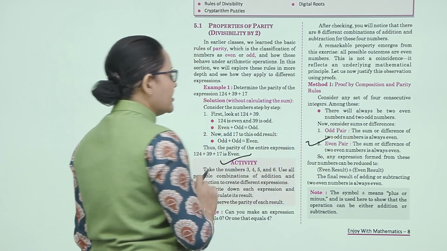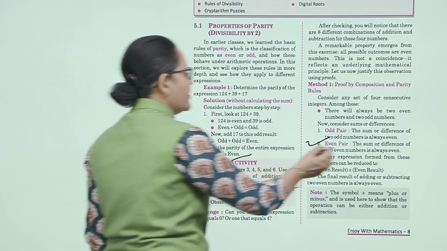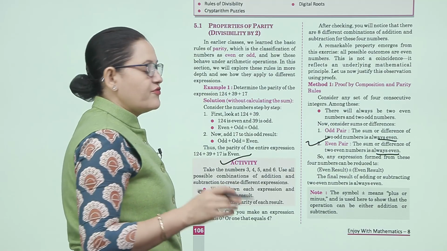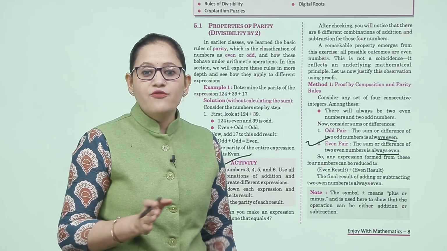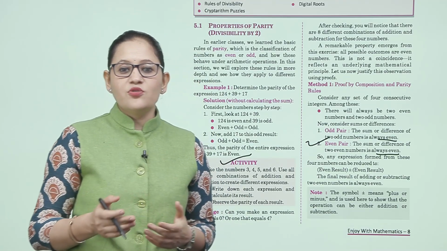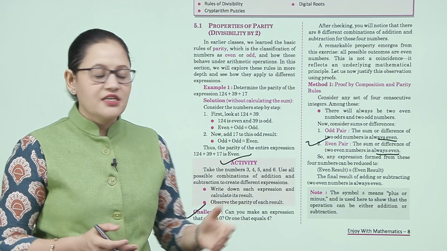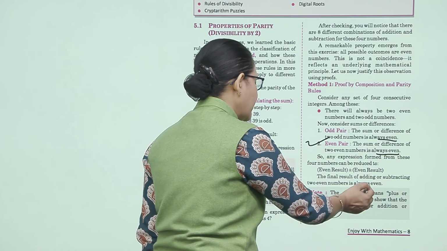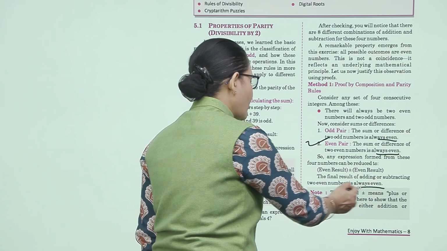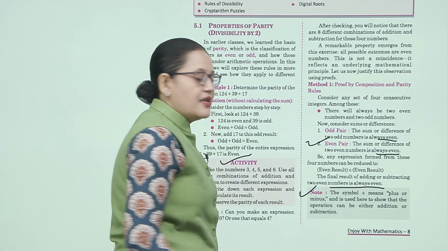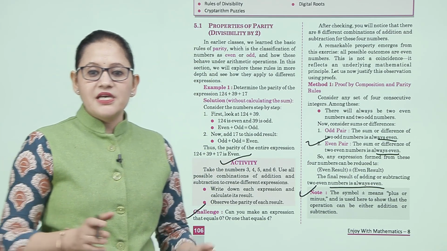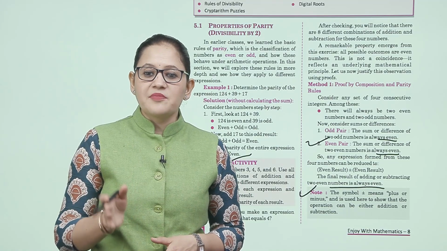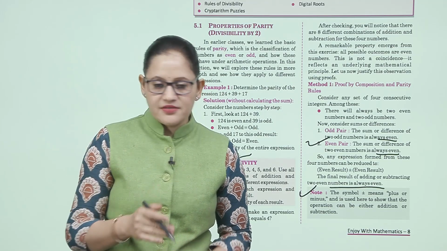Even pair: the sum and the difference of 2 even numbers is always even. So, any expression formed from these 4 numbers can be reduced to an even result plus or minus an even result. The final result of adding or subtracting 2 even numbers is always even. Note that the symbol plus-minus means plus or minus and is used here to show that the operation can be either addition or subtraction.